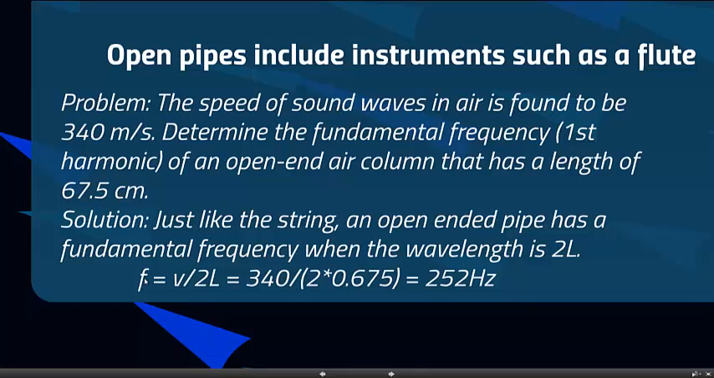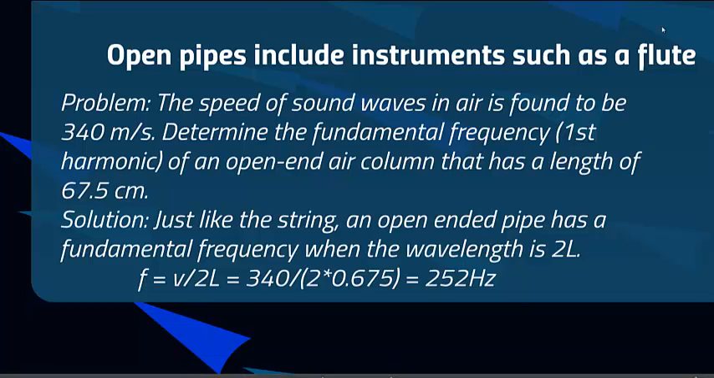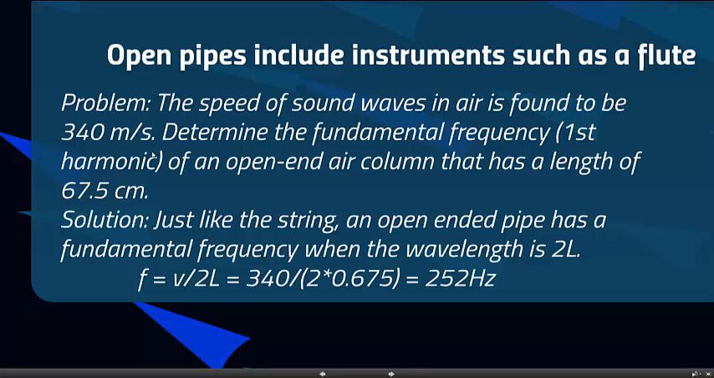How would we use this open pipe? The speed of sound in air is found to be 340 meters per second. What's the fundamental frequency of an open air column that has a length 67.5? Just like in the string, it has a fundamental frequency when the wavelength is 2L. So using that wavelength, we find that our frequency is 252 Hz.